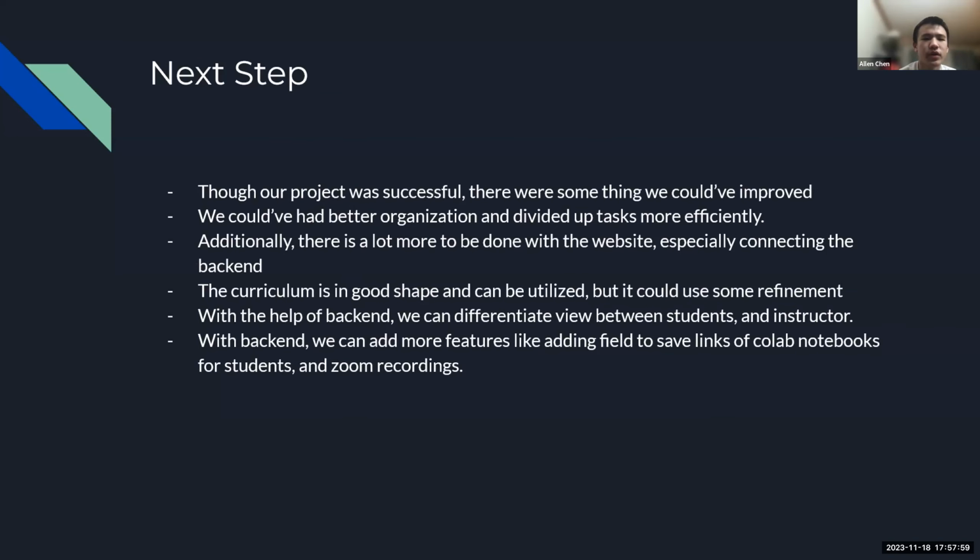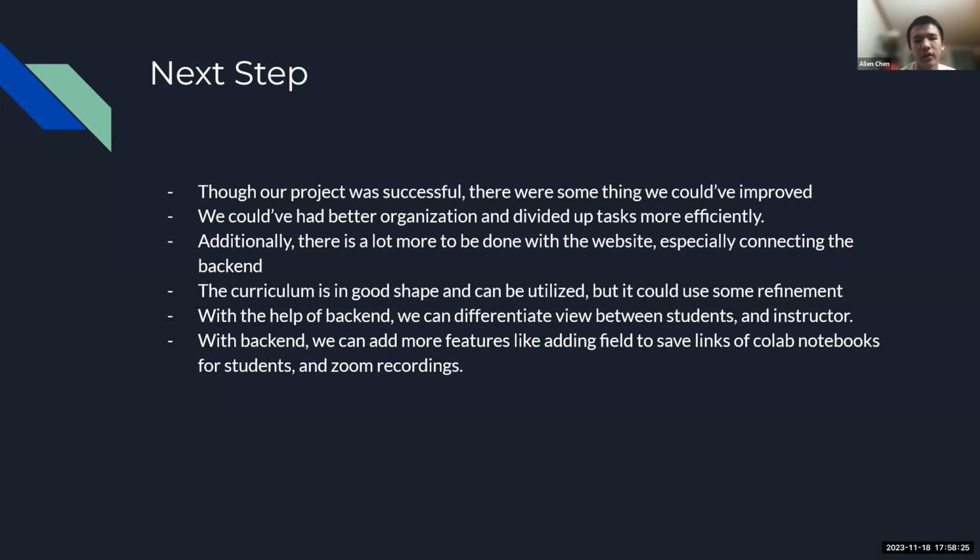Right. So these are the next steps for our project. Even though we got our MVP down and our project was mainly successful, for the future, these are the things that we probably should be doing, or if another team takes over this project, that we want them to do. So one thing we could have improved was having better organization and dividing the tasks up more efficiently.